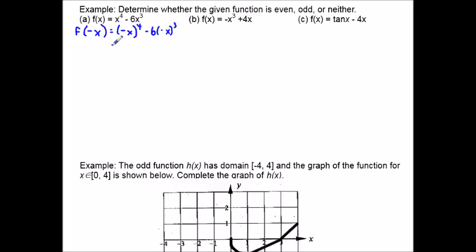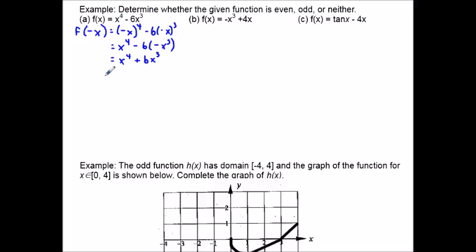cubed. When I simplify this, (-x) to the power of 4 is just going to give me a positive x to the 4, minus 6, and (-x) cubed is going to give me a -x cubed. When I combine things here, I'm going to have x to the 4 minus 6 times a -x cubed is going to give me plus 6x cubed.